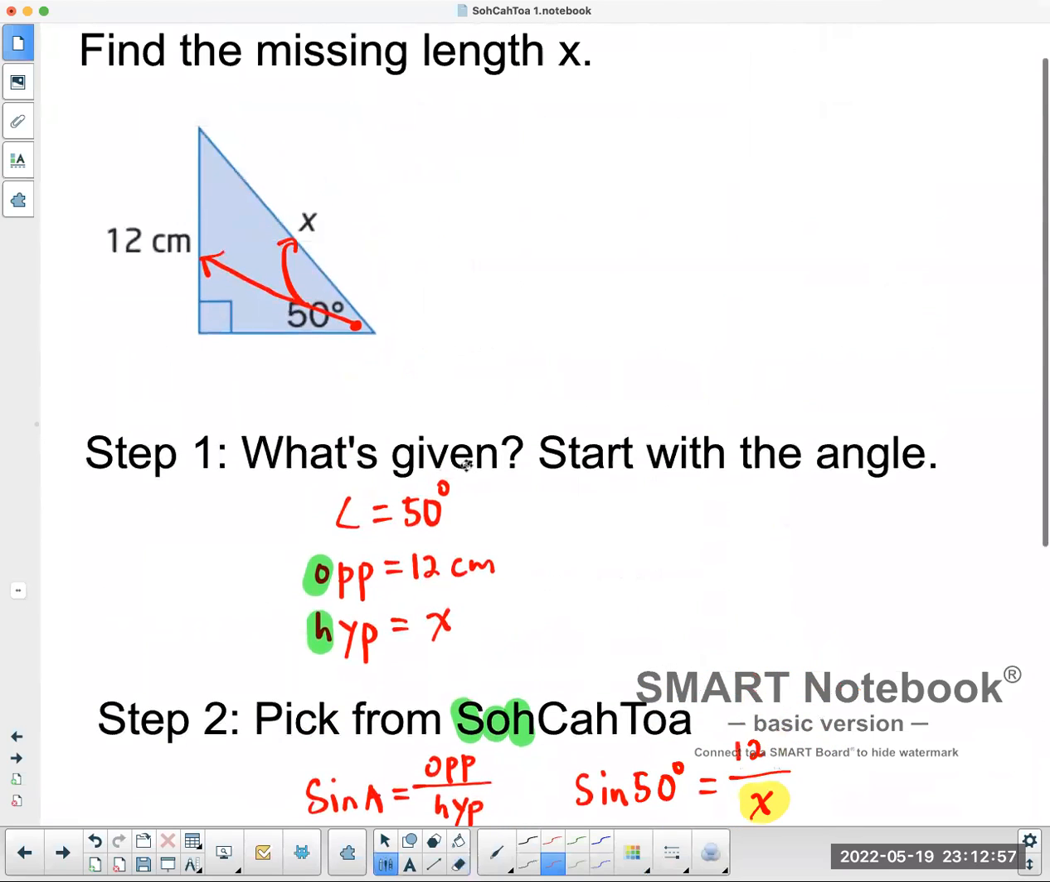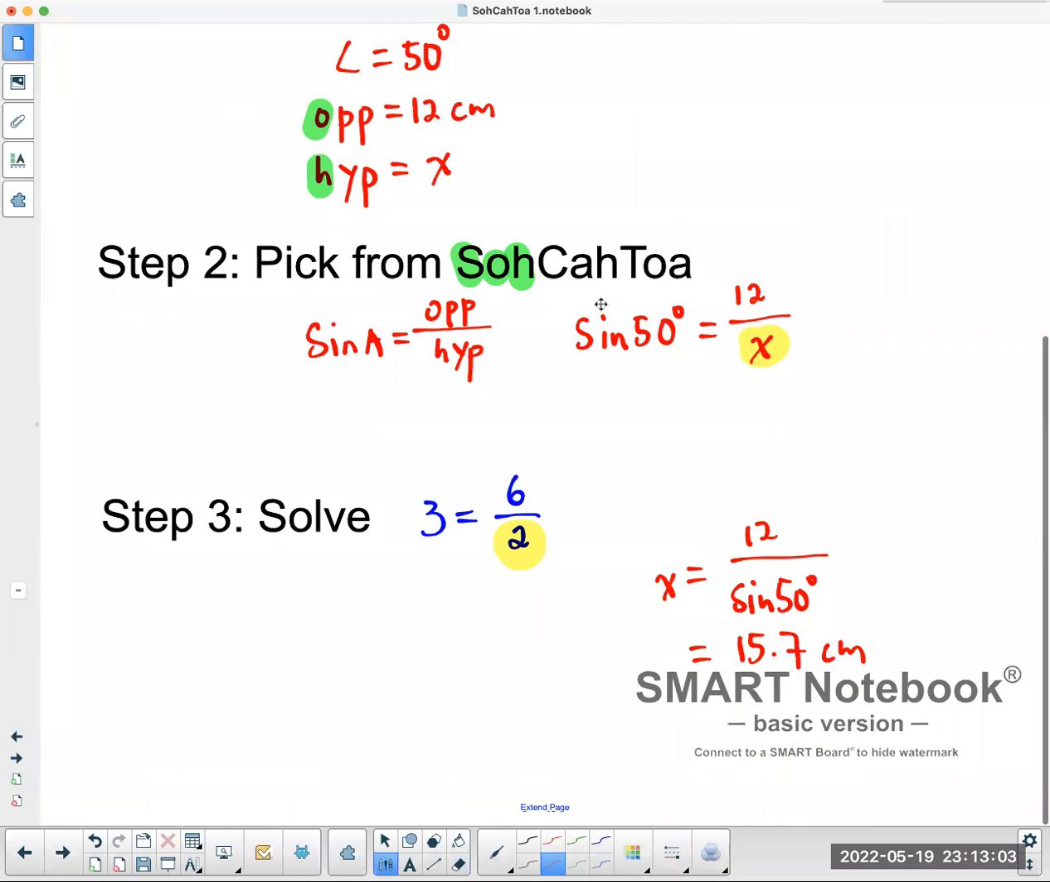Okay, 3 steps. Write down what's given, starting with the angle: angle, opposite, hypotenuse. Then you pick from SohCahToa. What's given? I have O and H, so it must be SoH. SoH is sine of the angle, O over H, so O goes on top, H goes at the bottom. Then I need to solve for the unknown. Where is the unknown? Well, the unknown is in the denominator. Then I need to take the top divided by the other side: 12 divided by sine 50, which gives me the answer.